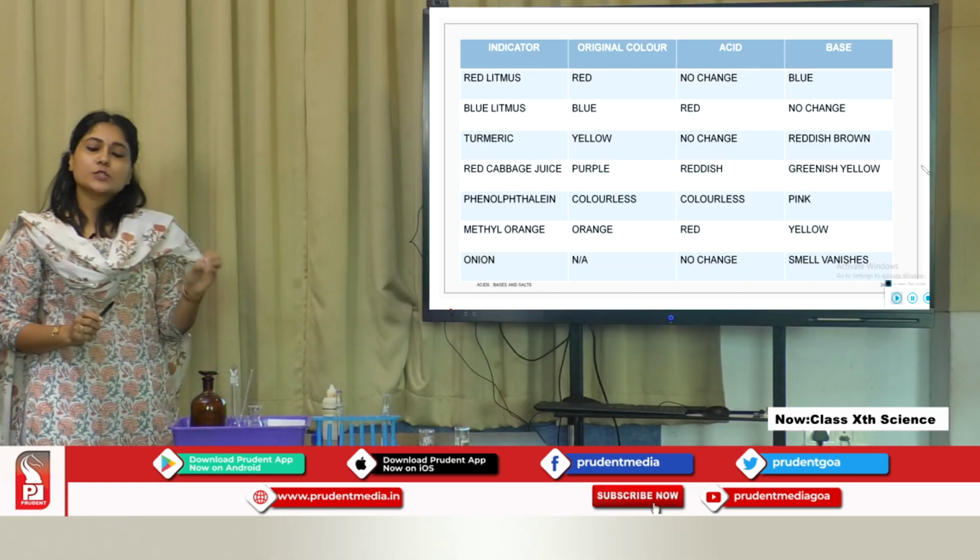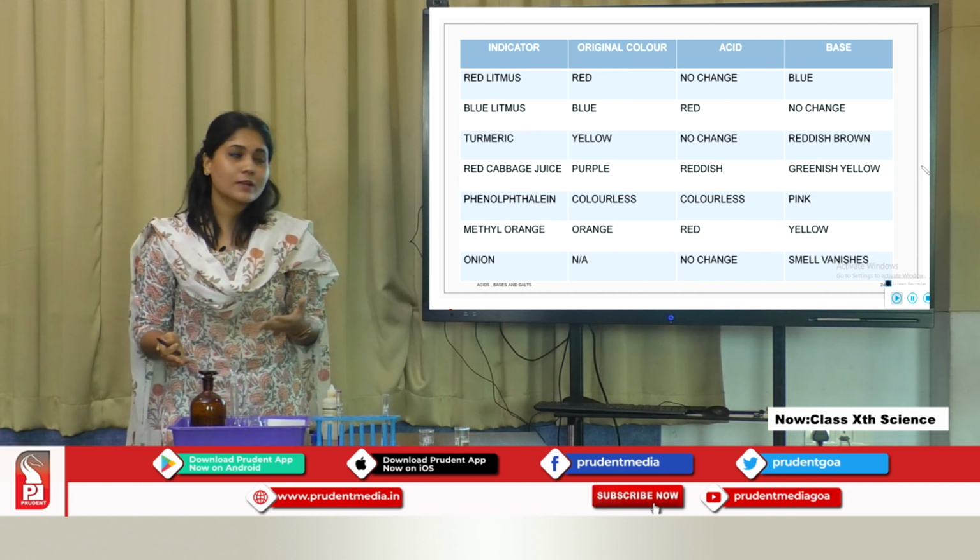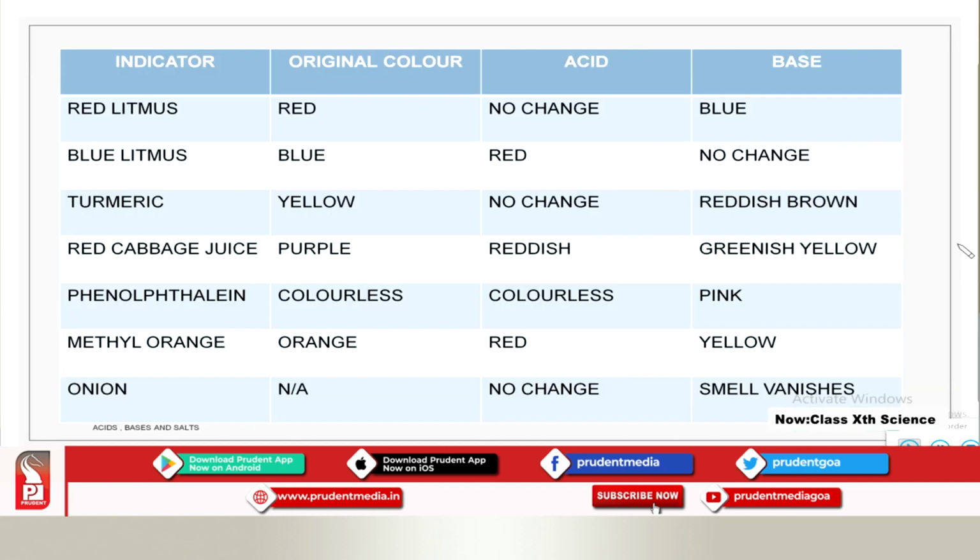Indicators are substances which change the color in presence of acidic or basic substance. Okay. Red litmus paper, what is the original color? Red. In acidic solution, it is not going to show any change, but in basic solution, it is going to change to blue color. Blue litmus paper original color is blue. In acidic solution, it changes to red, whereas in basic solution, it will not undergo any change.